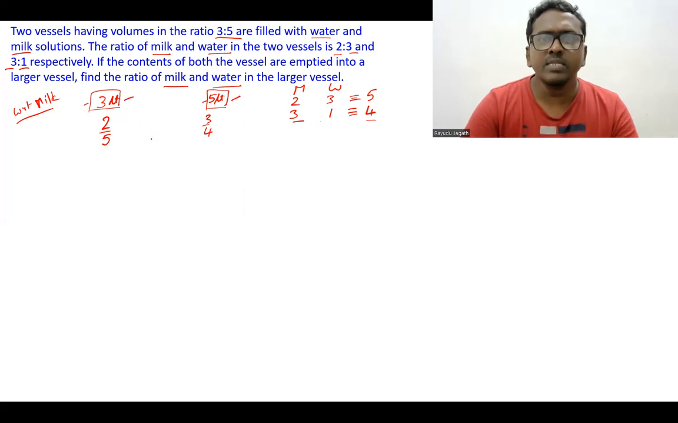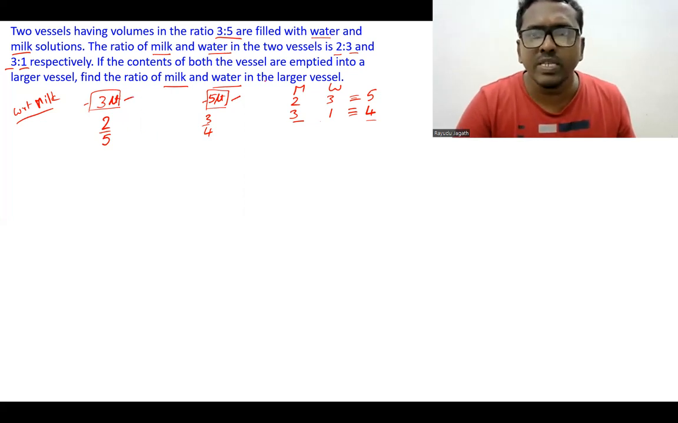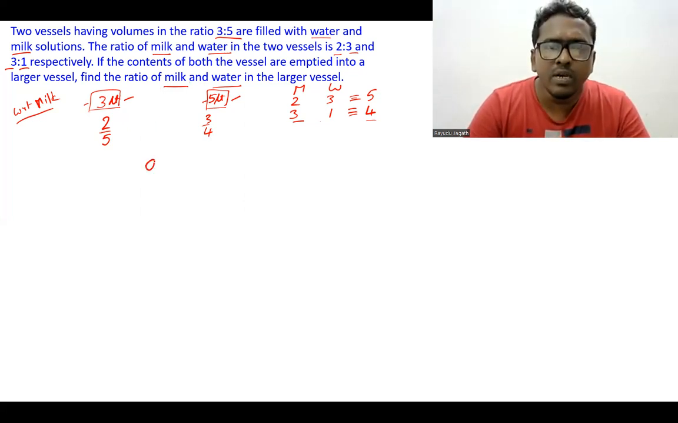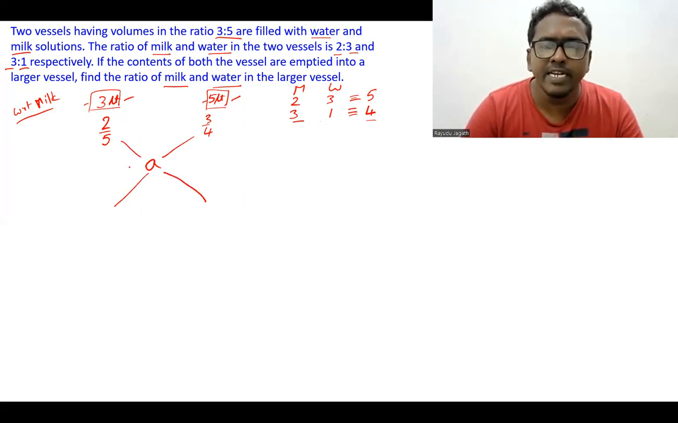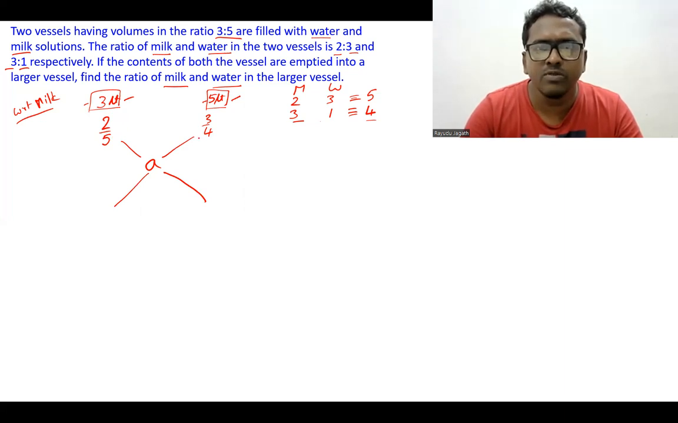And now, the contents of both the vessels are emptied into a larger vessel. Find the ratio of milk to water in the larger vessel. So we want overall percentage of milk in the overall mixing, 3 plus 5, 8 liters. In that 8 liters, what is the milk percentage? Here, 2/5 is 40%, 3/4 is 75%, which is bigger. A should lie between this 40% and 75%. Therefore, I write arrow like this: 3/4 to A and A to 2/5. A should be greater than 40% and less than 75%.